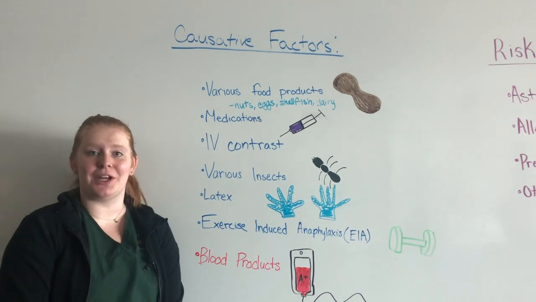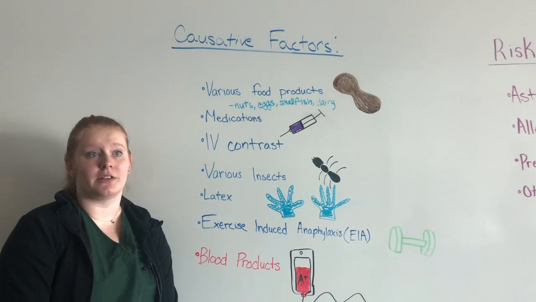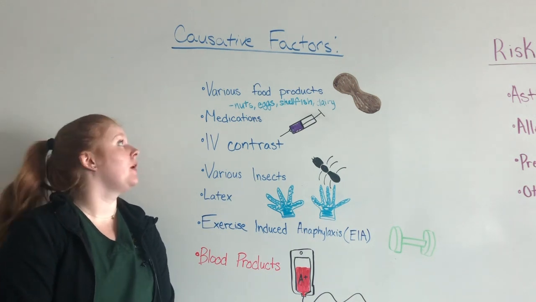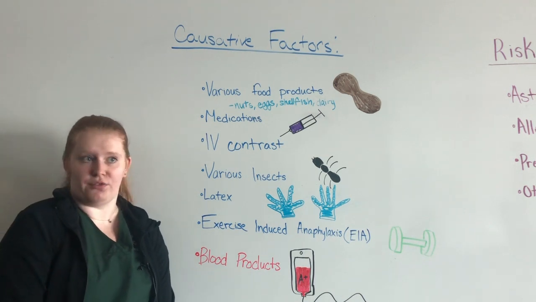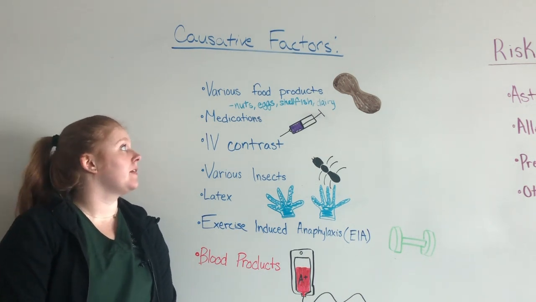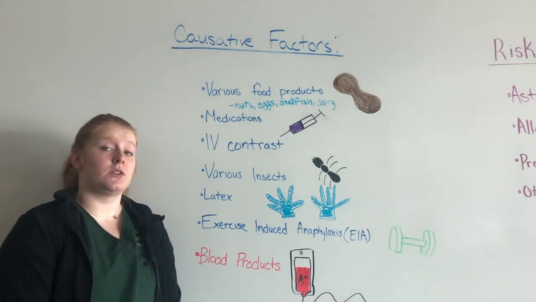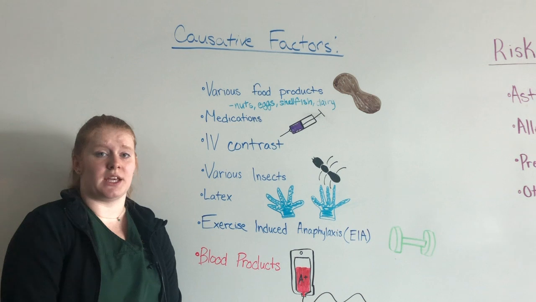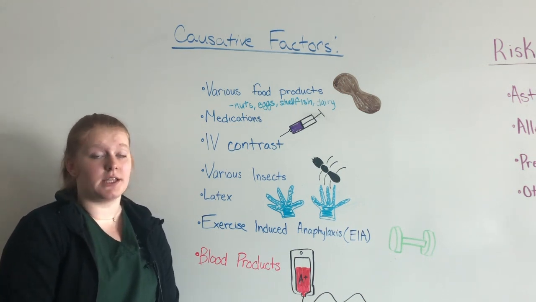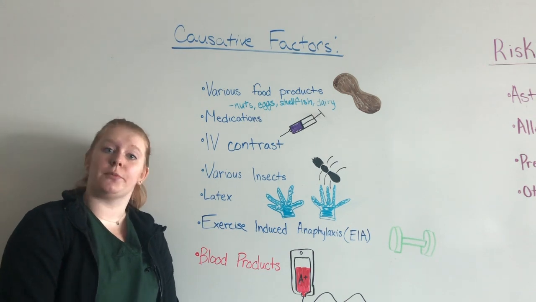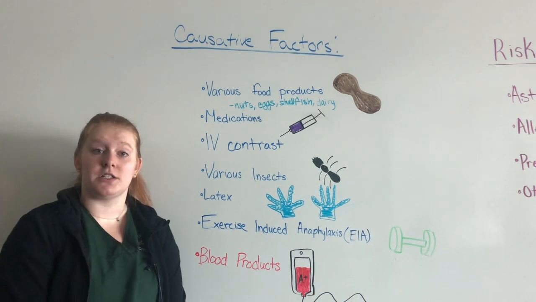Okay, so I'm going to be talking about causative factors. So first off, with anaphylactic shock, there's lots of things that can lead to it. One of the most common being various food products, so things like nuts, eggs, shellfish, dairy. The other thing is medications, which is also commonly seen in the hospital. So things such as vaccines, IV antibiotics, lots of different things. You just have to kind of be aware of what you're giving your patient so that you know what it might be. And then IV contrast as well.